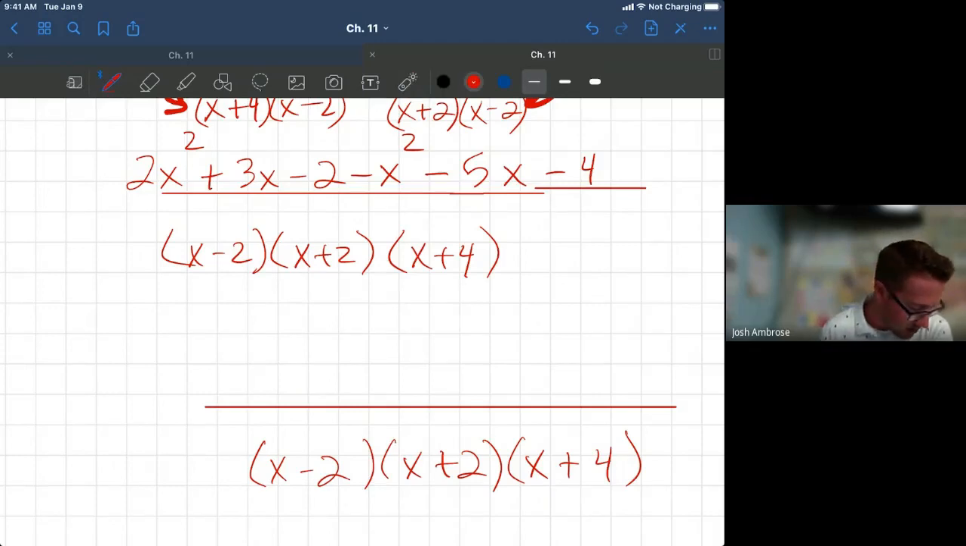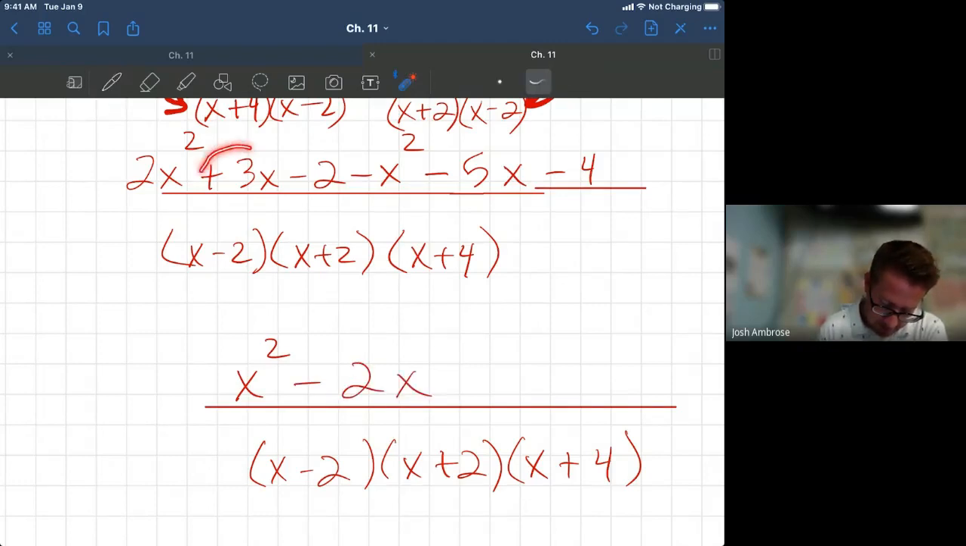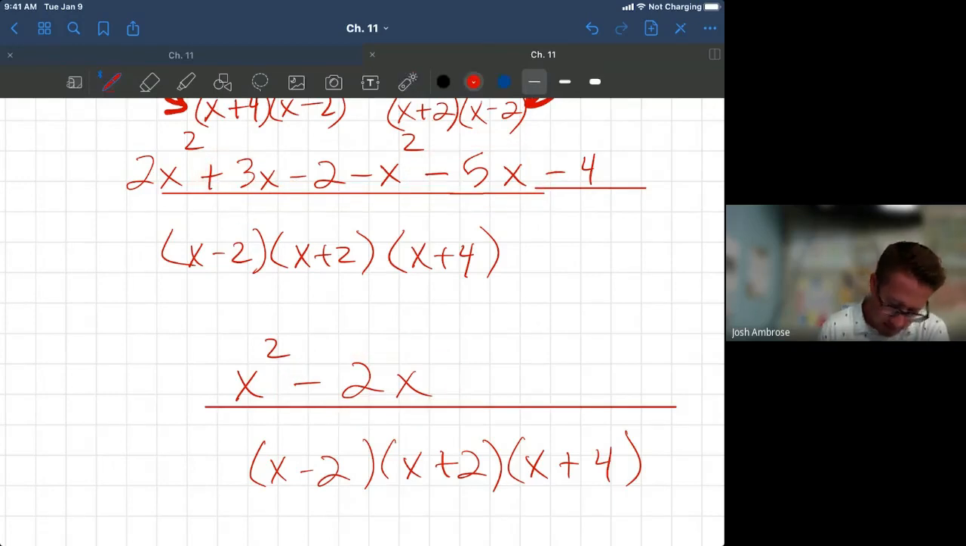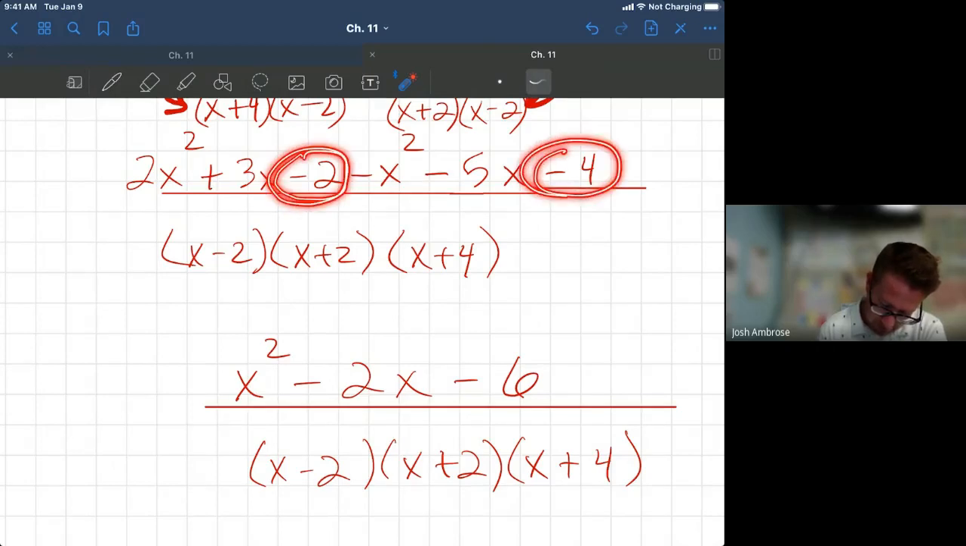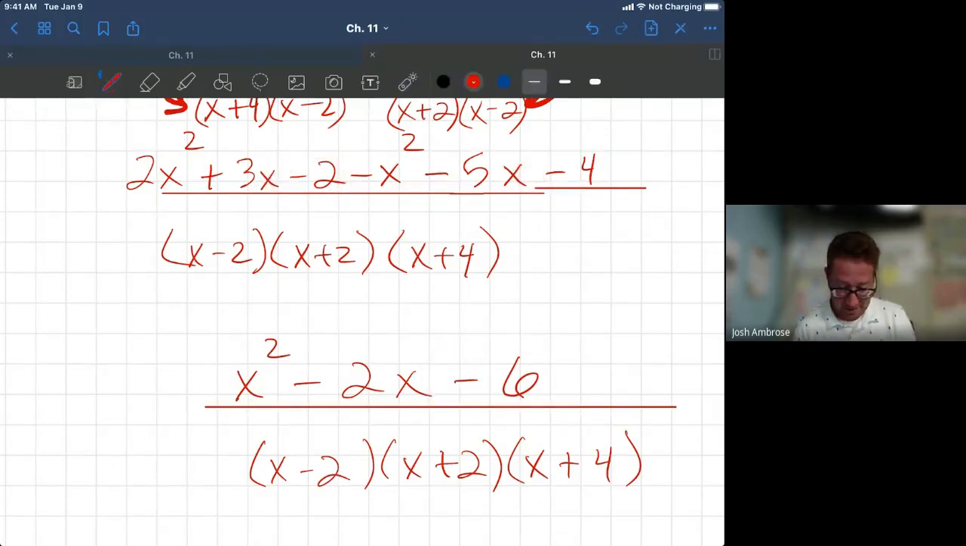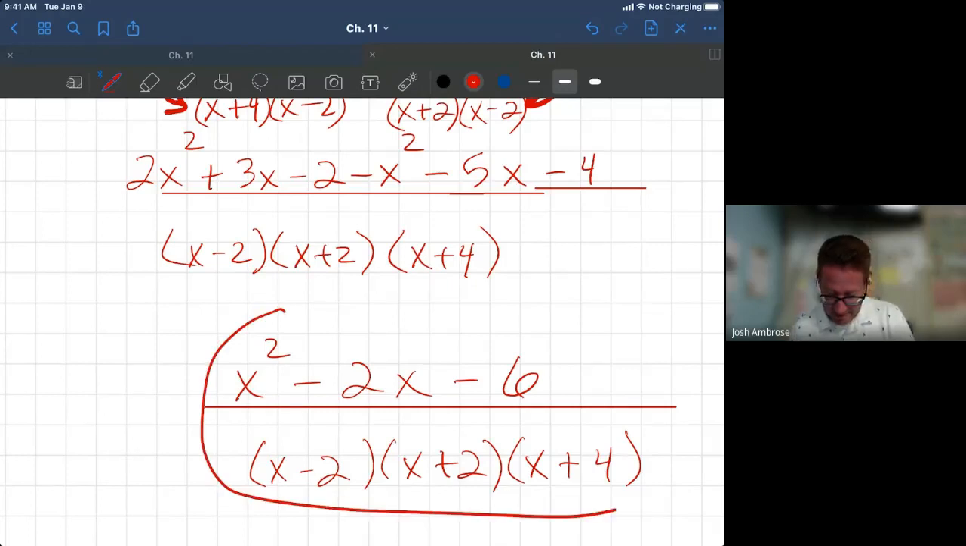So the x squareds, when you combine them together, they just make x squared. 2 minus 1. Then 3x and -5x make a -2x, and then minus 6. And that is -2, -4, -6. All right. That covers us. That is the answer right there.